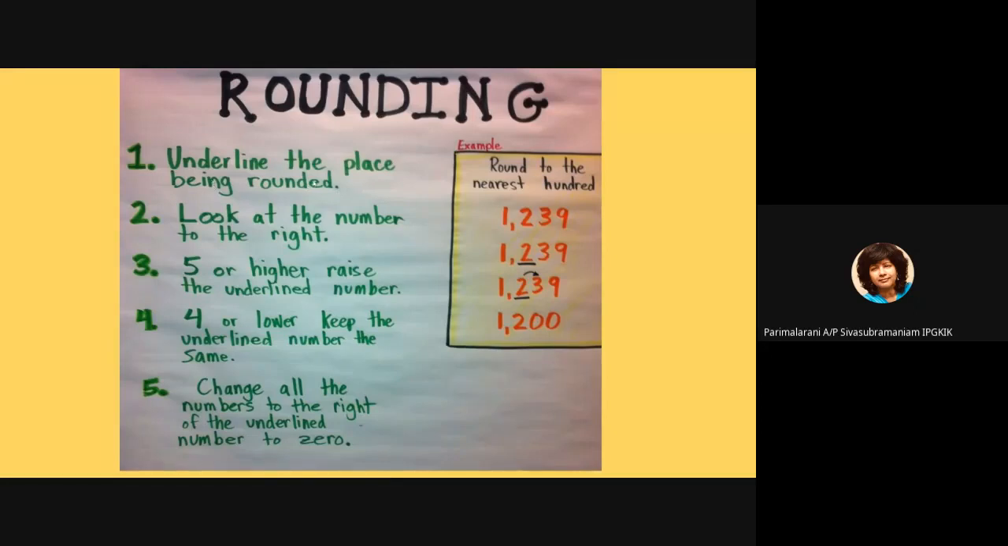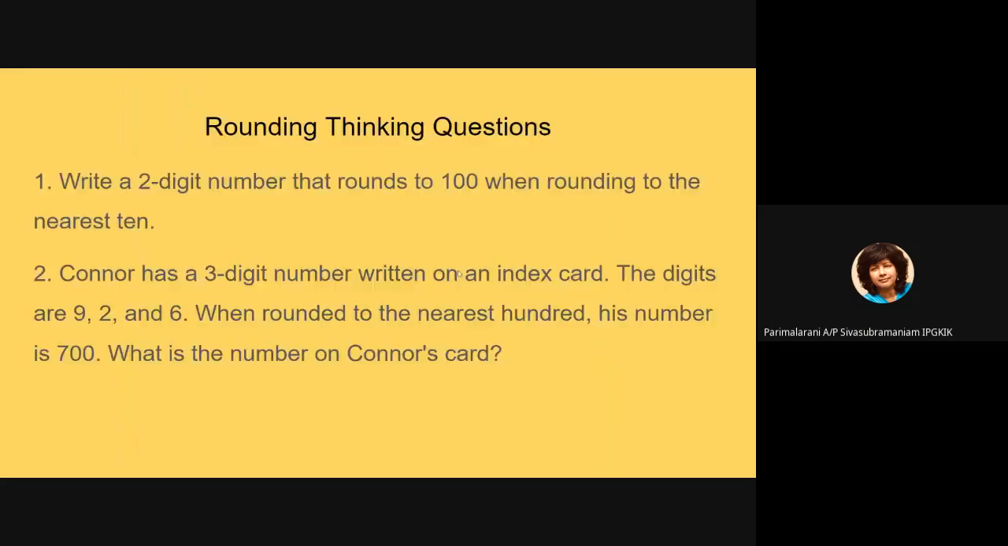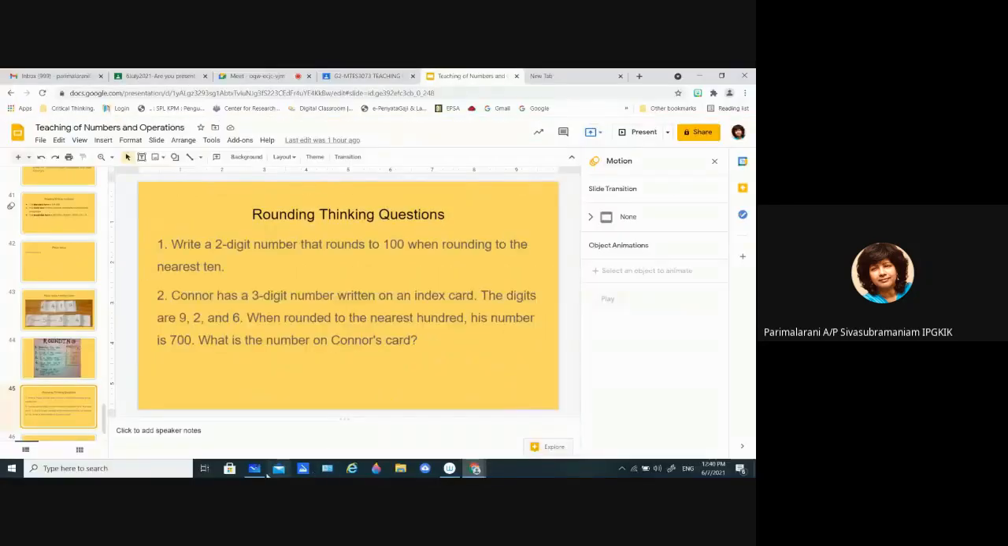First, you tell them to underline the place being rounded, and then look at the number to the right. If it's 5 or bigger, you add 1 to the underlined number. If it's lower, you keep it the same, and then change all the numbers to the right to 0. This is the last step, when we give them the rounding rules. Before that, you have to teach them a few other strategies to do rounding.